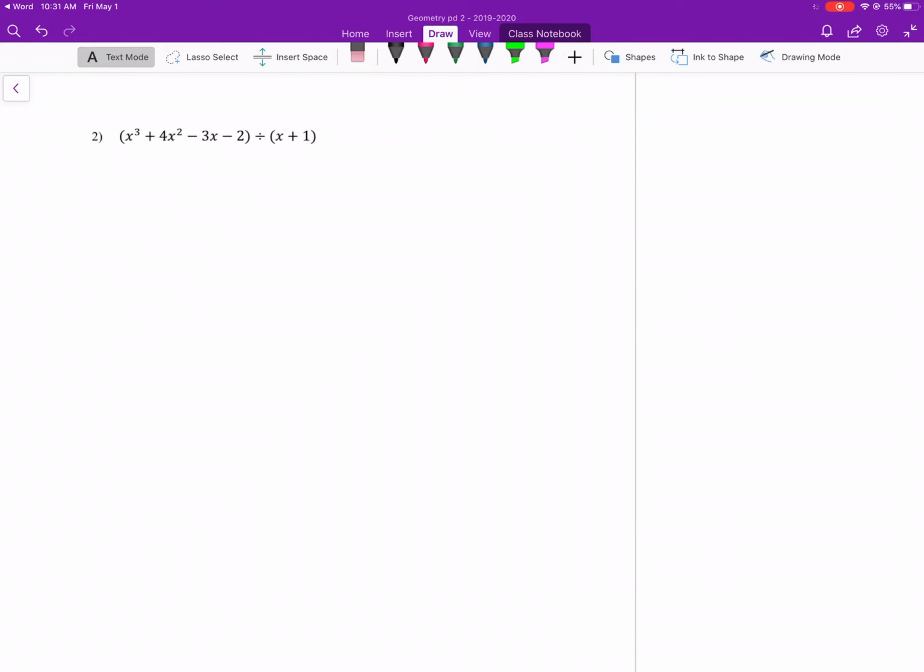Okay, so another division problem of polynomials. What you're dividing by goes on the outside. The other goes on the inside.